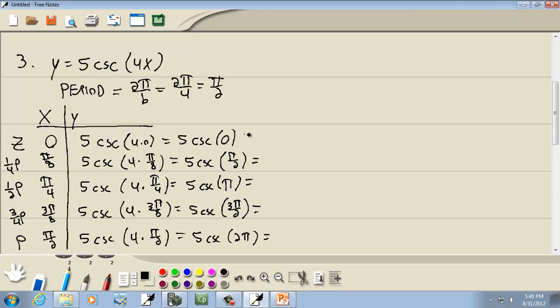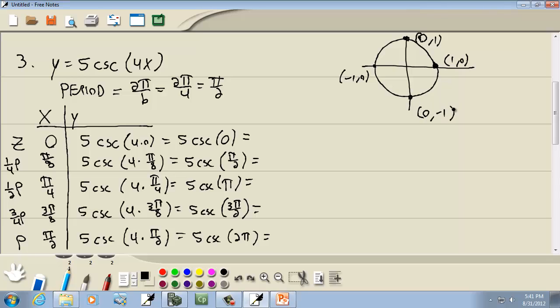Now, just like when we were working with sine and cosine, if you pick your period correctly, these will always go back to these: 0, pi over 2, pi, 3 pi over 2, and 2 pi. Okay, here's our unit circle going around here. This point here is 1, 0. This point here is 0, 1. This point here is negative 1, 0. This point here is 0, negative 1. Okay. And cosecant is equal to 1 over y.